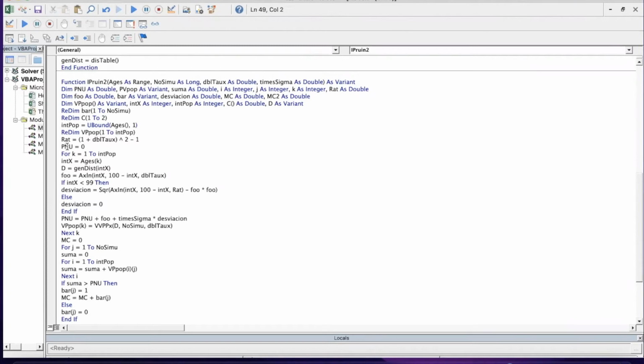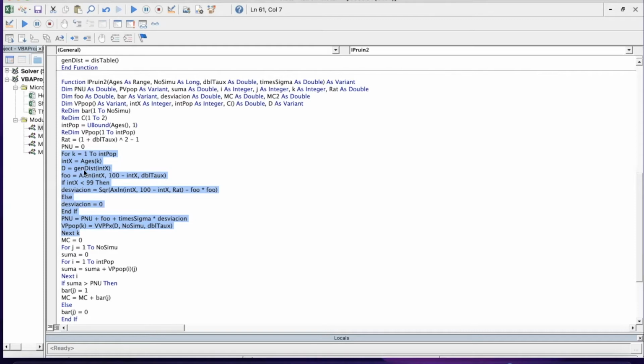Now, PNU stands for prima neta única, and we will be accumulating in this variable. So we need to start with an initial value of 0, and we will be accumulating with this loop over here. This loop goes from 1 to inpop because we want the sum of the premiums of all the people in the portfolio. For each one of them, we start with int x. Int x indicates the age of the person in the position k of the array ages.